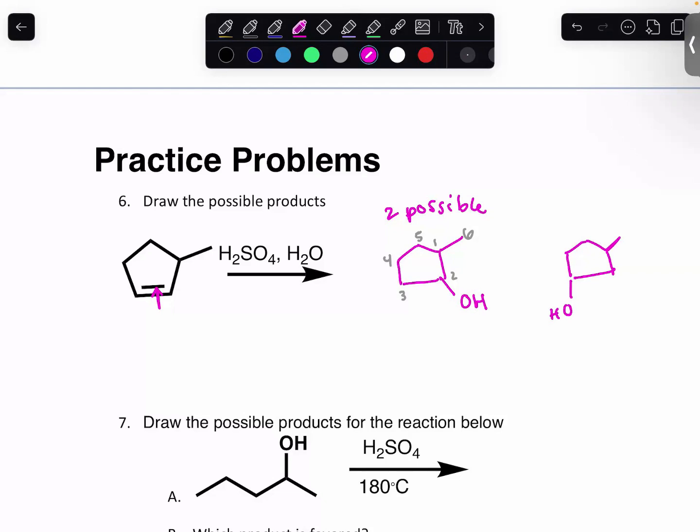If we were doing more complicated chemistry, we could talk about directing groups and electron withdrawing and donating, and how that would change what the major or minor product is. But for our purposes, there are 2 sides of the alkene. It can add to either side of the alkene.